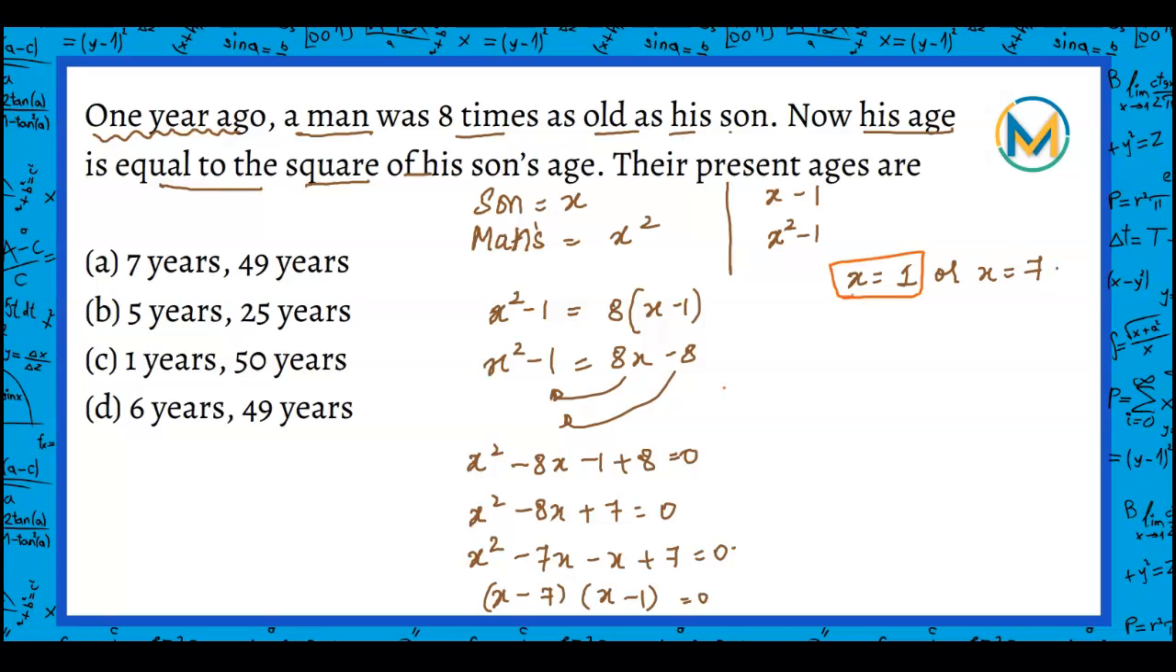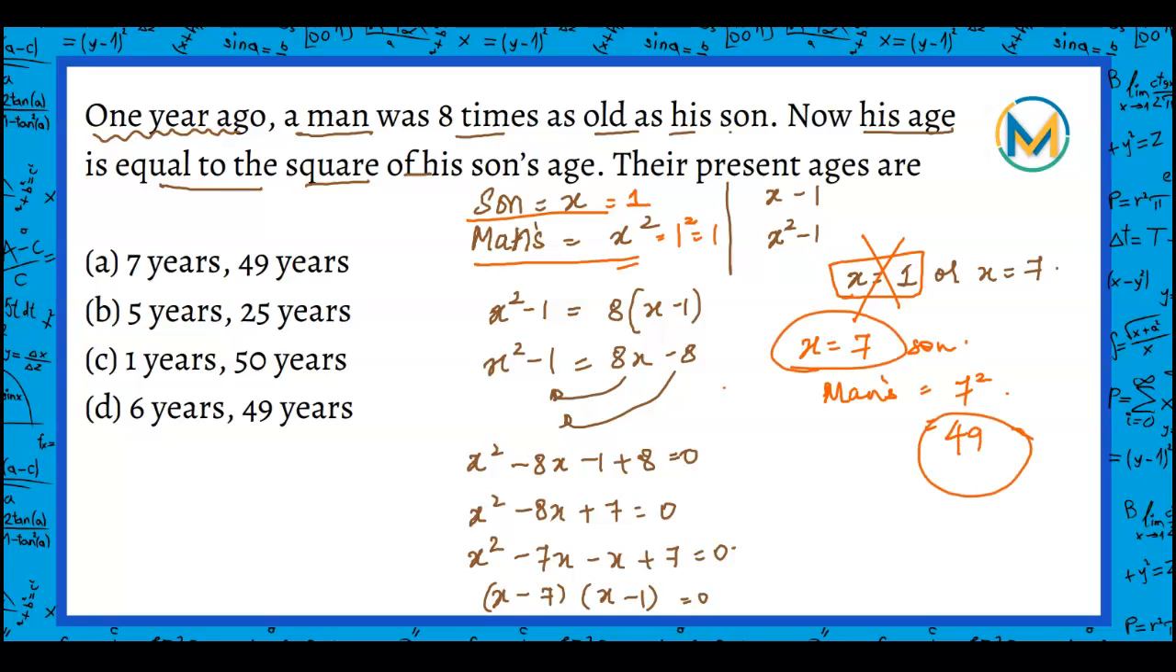If x is 1, that means the son's age is 1 and the man's age would be 1 square, which is again 1. So father and son both cannot be 1, so this is not correct. So x will be 7, the son's age is 7 and the man's age would be x square, which is 7 square, which is 49. So the son is 7, the father is 49. So here 7 and 49, option number A.